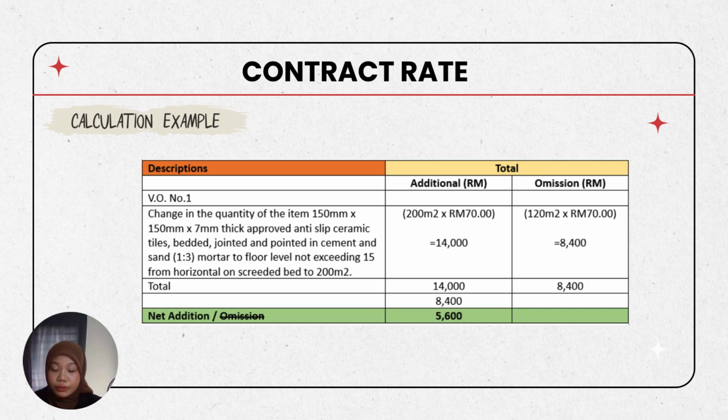In order to get the net, which is the addition or omission, we take the amount of addition minus the omission, and then we got a positive figure, which is 560 ringgit. And with that, we know the variation for this item is an addition.